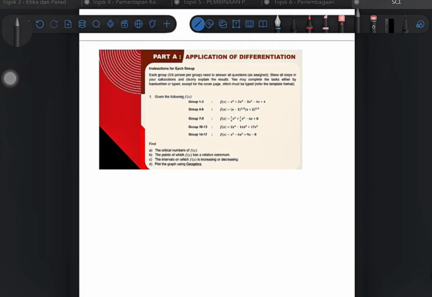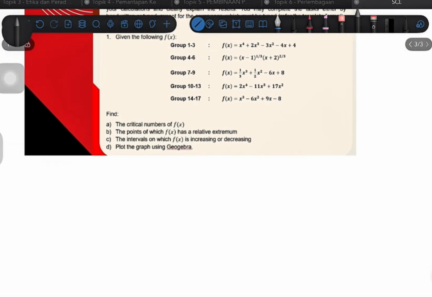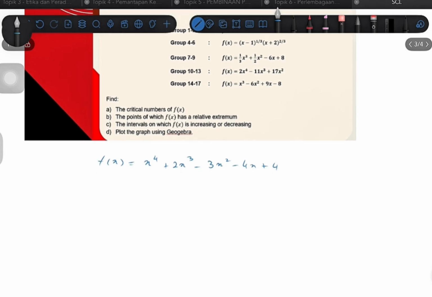Today I will solve question number 1, which is f(x) equals x to the power 4 plus 2x cubed minus 3x squared minus 4x plus 4. For question A, they ask for the critical numbers of f(x).